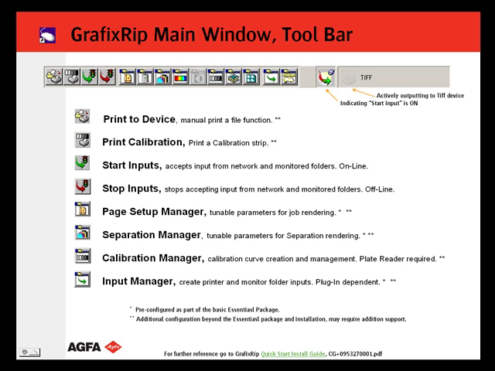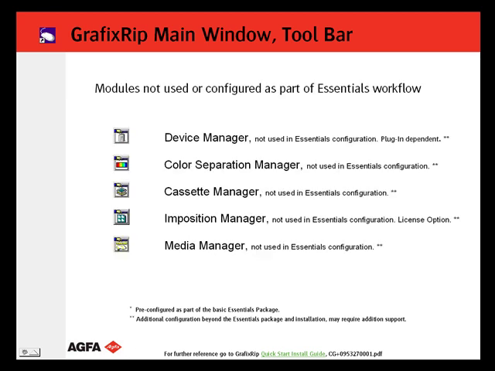Print to device, print a file function, print calibration, print a calibration strip, start inputs, starts the network or monitored folders, stop inputs, stops network or monitored folders, page setup manager, separations manager, calibrations manager, and input manager. Modules not used or configured as part of the essential workflow: the device manager, color separations manager, cassette manager, imposition manager, and media manager.